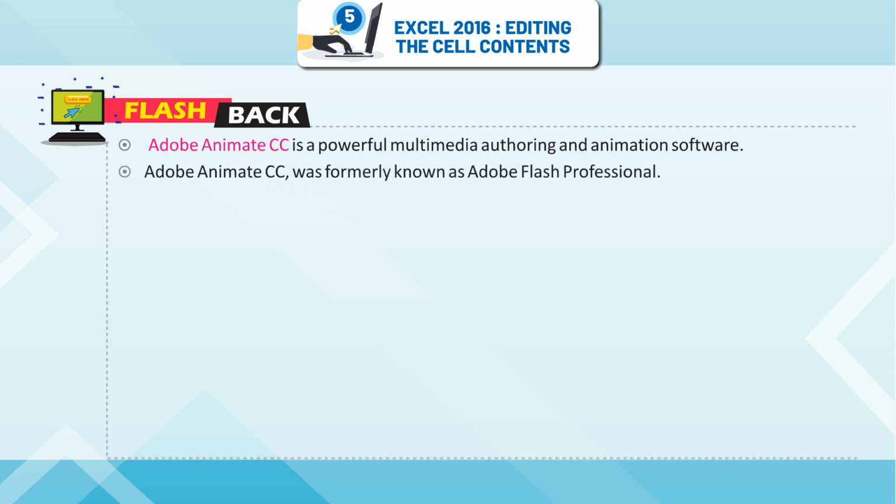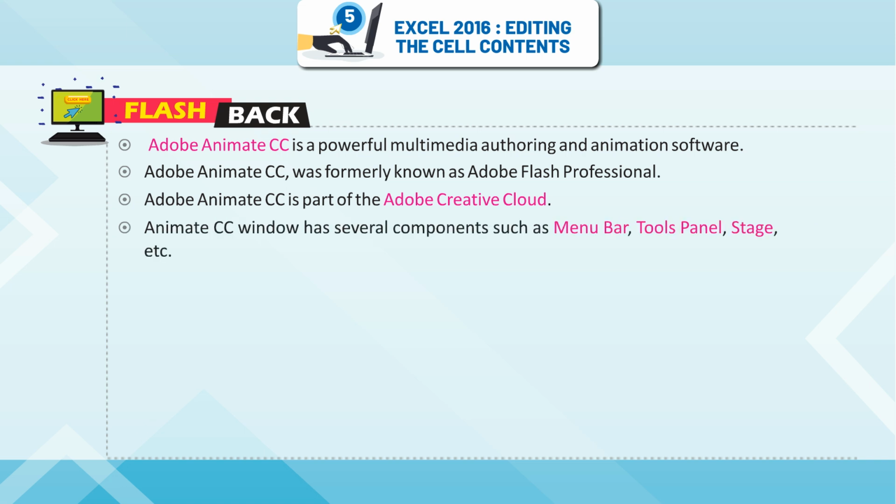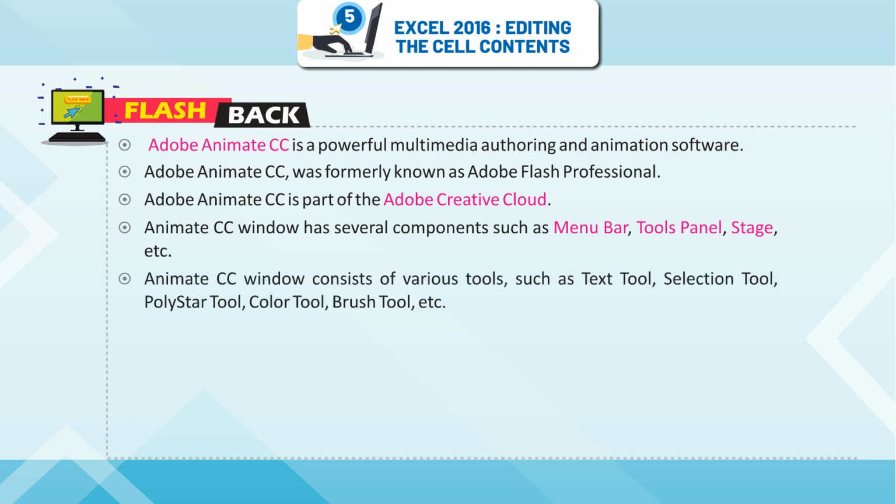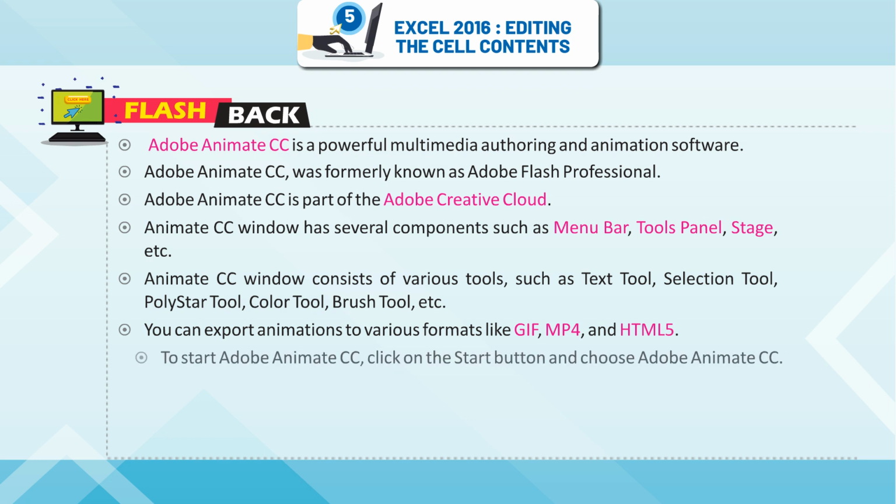Adobe Animate CC was formerly known as Adobe Flash Professional. Adobe Animate CC is part of the Adobe Creative Cloud. The Animate CC window has several components such as menu bar, tools panel, stage, etc. The window consists of various tools such as text tool, selection tool, polystar tool, color tool, brush tool, etc. You can export animations to various formats like GIF, MP4 and HTML5.